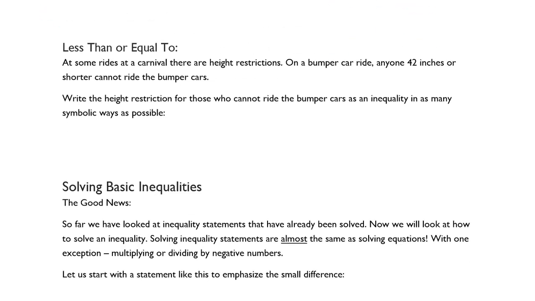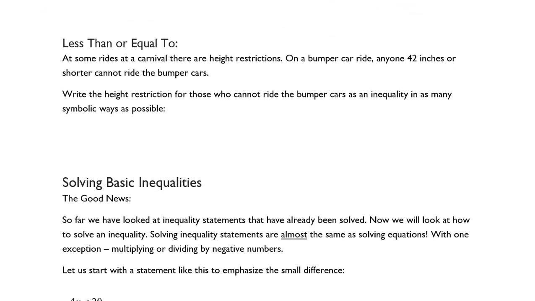And now the last one we have here is less than or equal to. At some rides at a carnival, there are height restrictions. On a bumper car ride, anyone 42 inches or shorter cannot ride the bumper cars. Write the height restriction for those who cannot ride the bumper cars as an inequality in as many symbolic ways as possible. Well, I'm going to highlight the part where it says what my inequality statement is, which was anyone 42 inches or shorter cannot ride the ride.